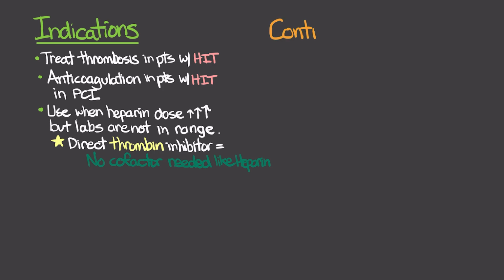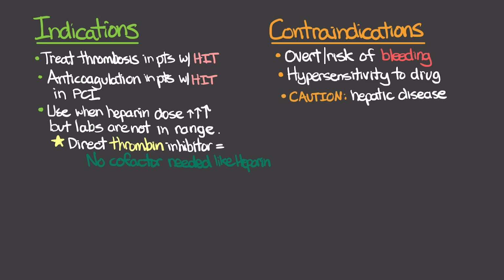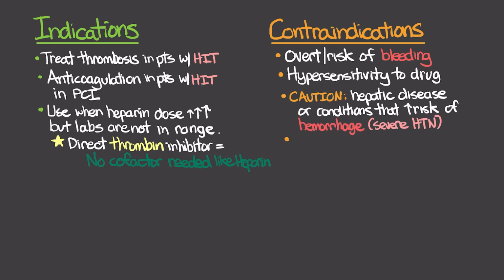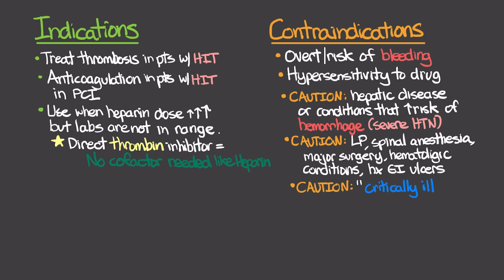Now, some cases in which we wouldn't want to use this for a patient, so obviously those who have an overt risk of bleeding or have some sort of hypersensitivity to the drug. We do want to use it cautiously in patients with hepatic disease or conditions that increase the risk of hemorrhage, such as severe hypertension. We do want to use it cautiously in patients with recent lumbar puncture, spinal anesthesia, major surgery, history of hematologic conditions that do cause increased bleeding tendencies, as well as history of GI ulcers. And then make sure that we use this cautiously in patients who are quote-unquote critically ill because they may actually require a reduced dose of this medication.